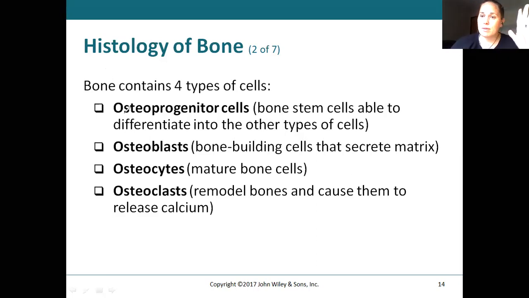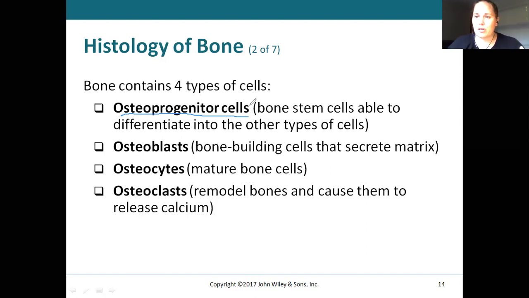Okay, so the four types of cells. We'll start at the beginning, where does bone start? You have your osteoprogenitor cells. Your osteoprogenitor cells are stem cells that are going to continue to replicate and create new cells to make bone. So bone stem cells differentiate into these other types of cells. This is where everything starts. This bone cell can basically change into any different type of bone cell, and then go through the process of maturing and become the mature bone cell that makes up the bone structure.